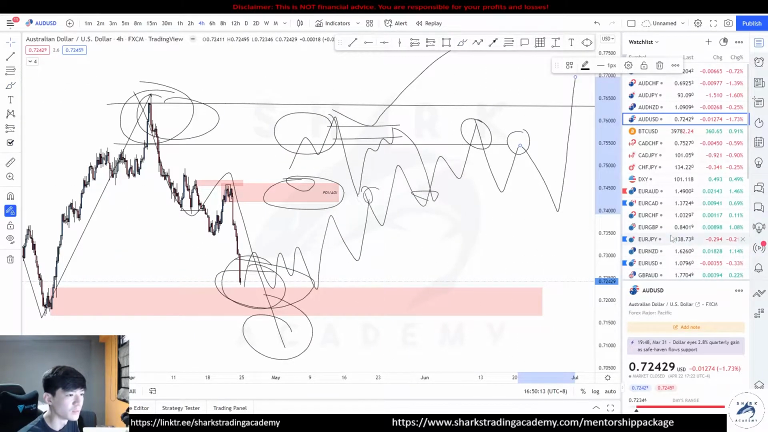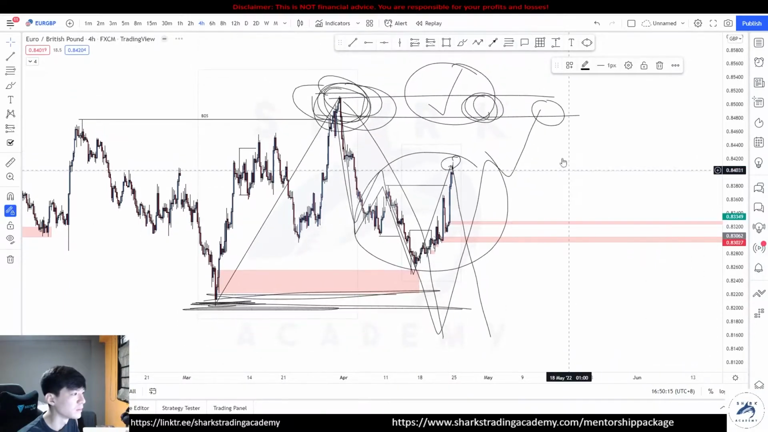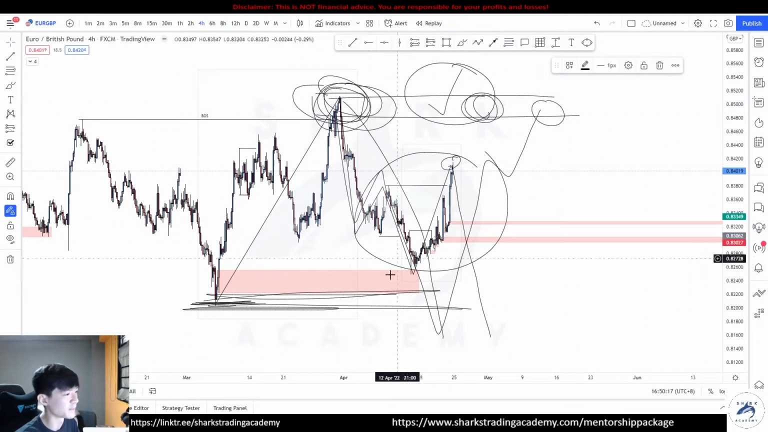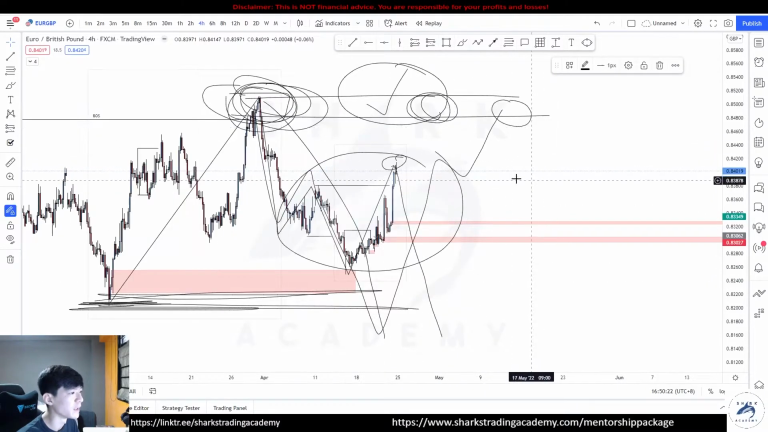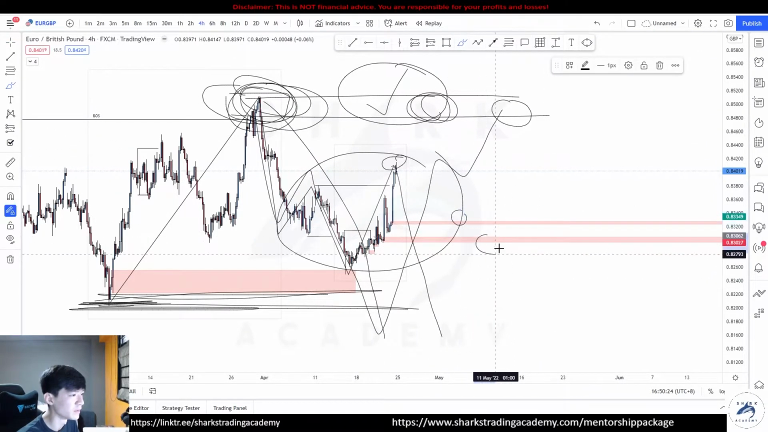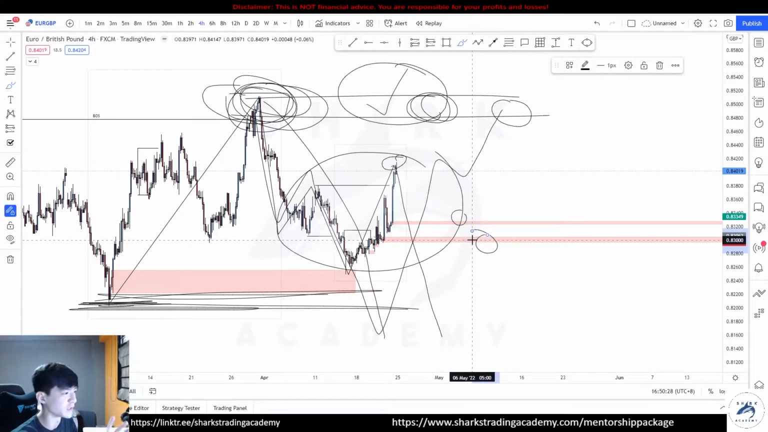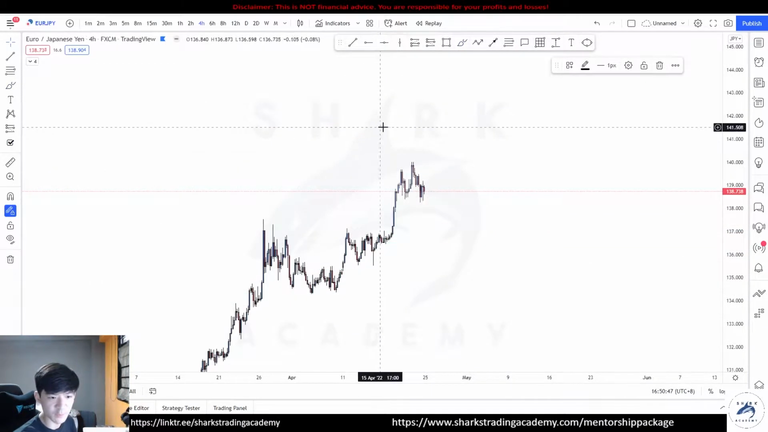So back to Euro Pound again. We broke market structure towards the upside. We have some mitigation here. We change character over here and are looking to buy at this level and this level. So definitely up to you what kind of entry techniques you want to use. You can use the H4 change of character. You can use a 15M break of structure, then go down to the 1M. Next up, we have Euro Yen.